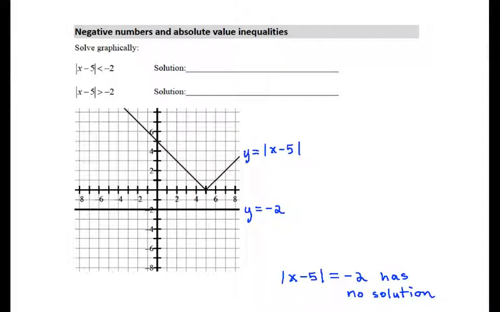So let's look at the direction of the inequality in each case. The first one says V, which is the absolute value graph, is below -2. Looking at these two graphs, I can see that the V is never below the line, and because of that, this inequality really does have no solution.